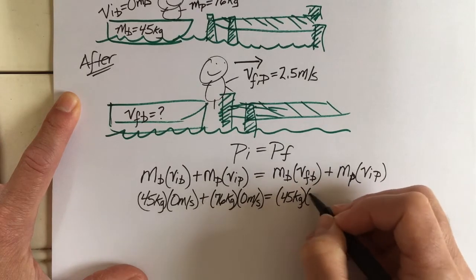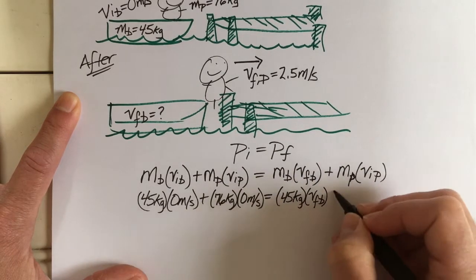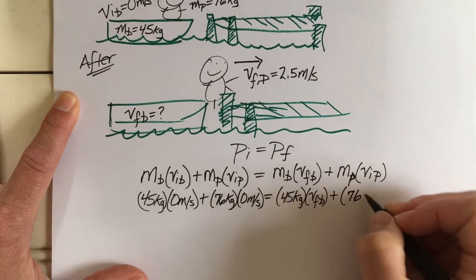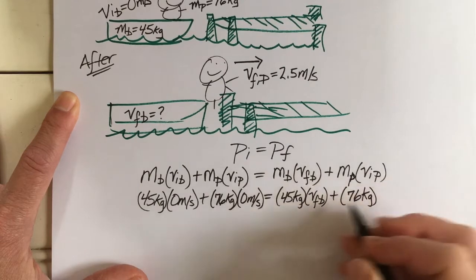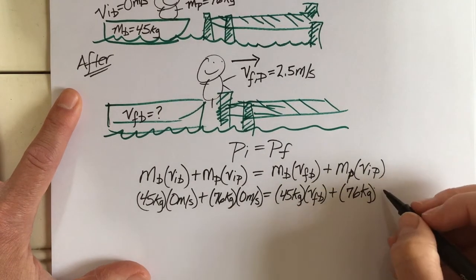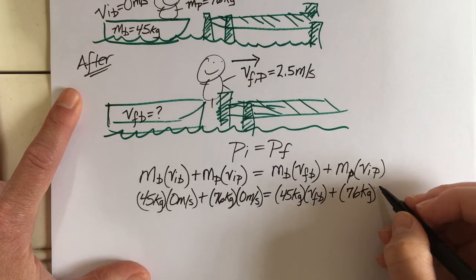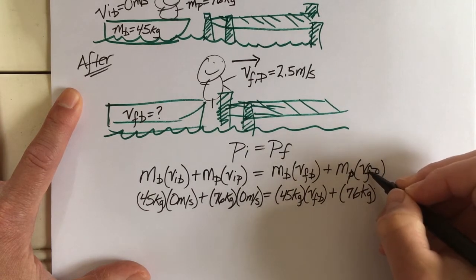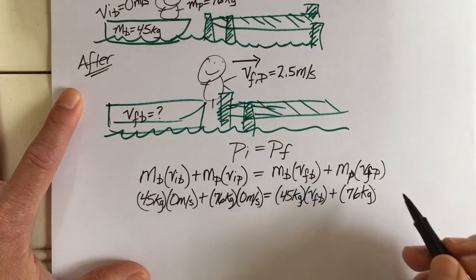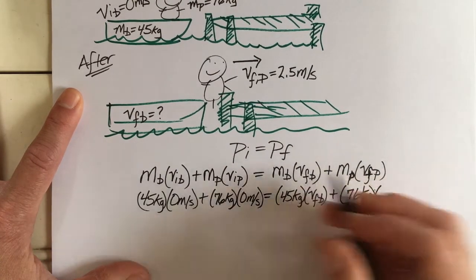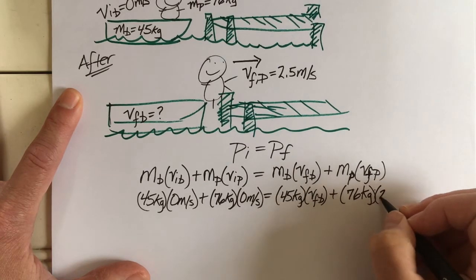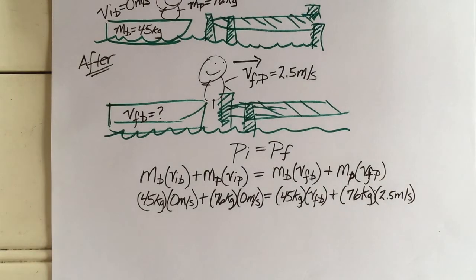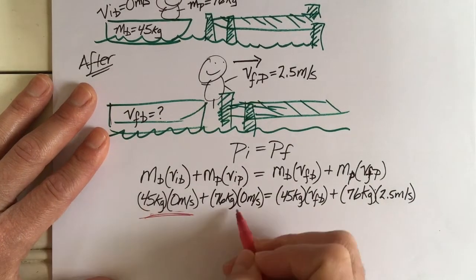Velocity final of the boat, we want to know, plus the mass of the person, which is still 76, times the velocity final of the person. I'm sorry, this should be final. All right, didn't catch that till just right then. Velocity final of the person, which is that 2.5 to the right, so this is going to be positive 2.5 meters per second.